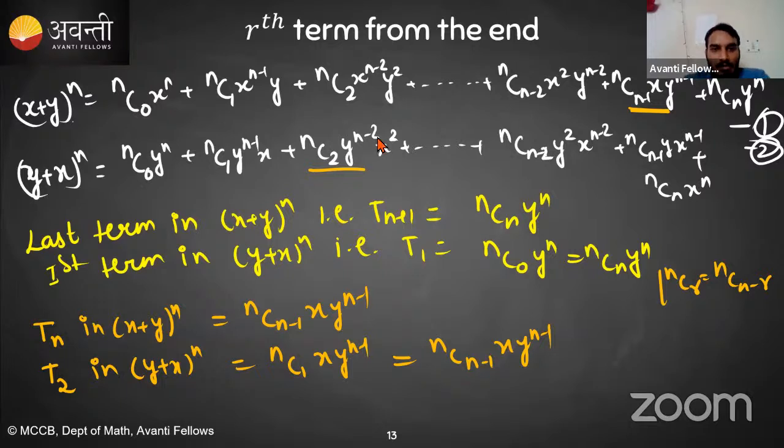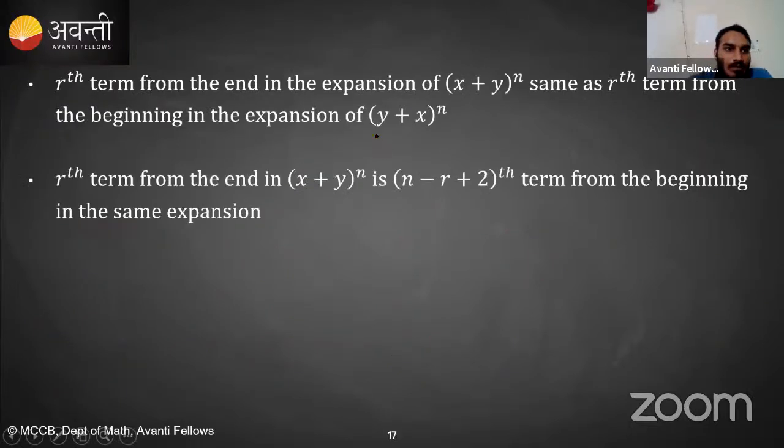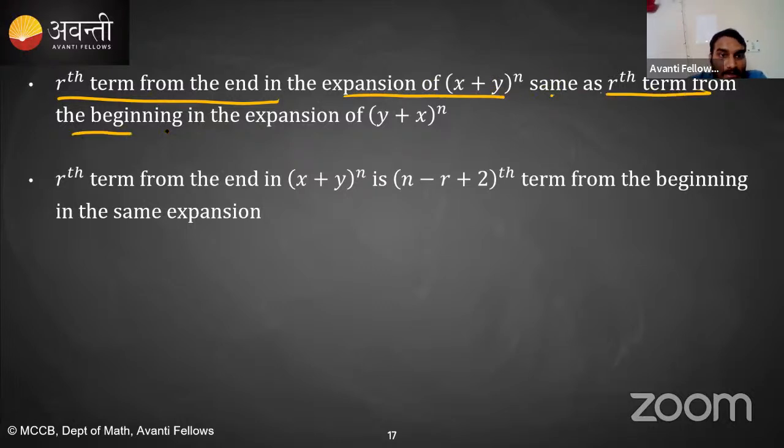Okay. So it means the rth term from the end in the expansion of (x + y)^n is the same as the rth term from the beginning in the expansion of (y + x)^n. This is a very, very important concept. Is this clear? As we have seen in the expansion of (x + y)^n and (y + x)^n, we have seen the pattern for the rth term from the end.